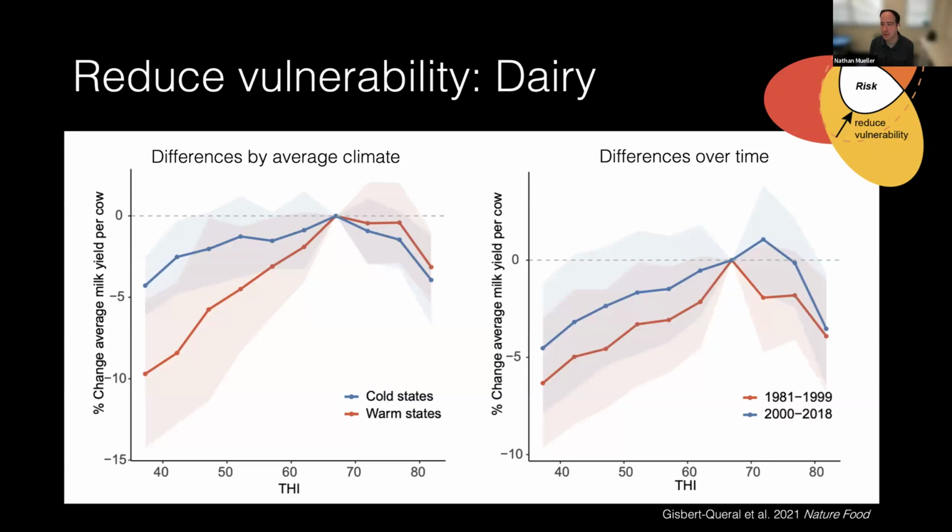So if we go back to that dairy example, something that we found in that study that was really interesting was that there were differences in the sensitivity of yields to THI depending on the average climate and over time. So basically we found, for example, that cold states are much less sensitive to cold than hot states, and vice versa for heat. And then over time, we see that yields were a lot more sensitive in the past to both heat and cold than they are in the more recent decades.